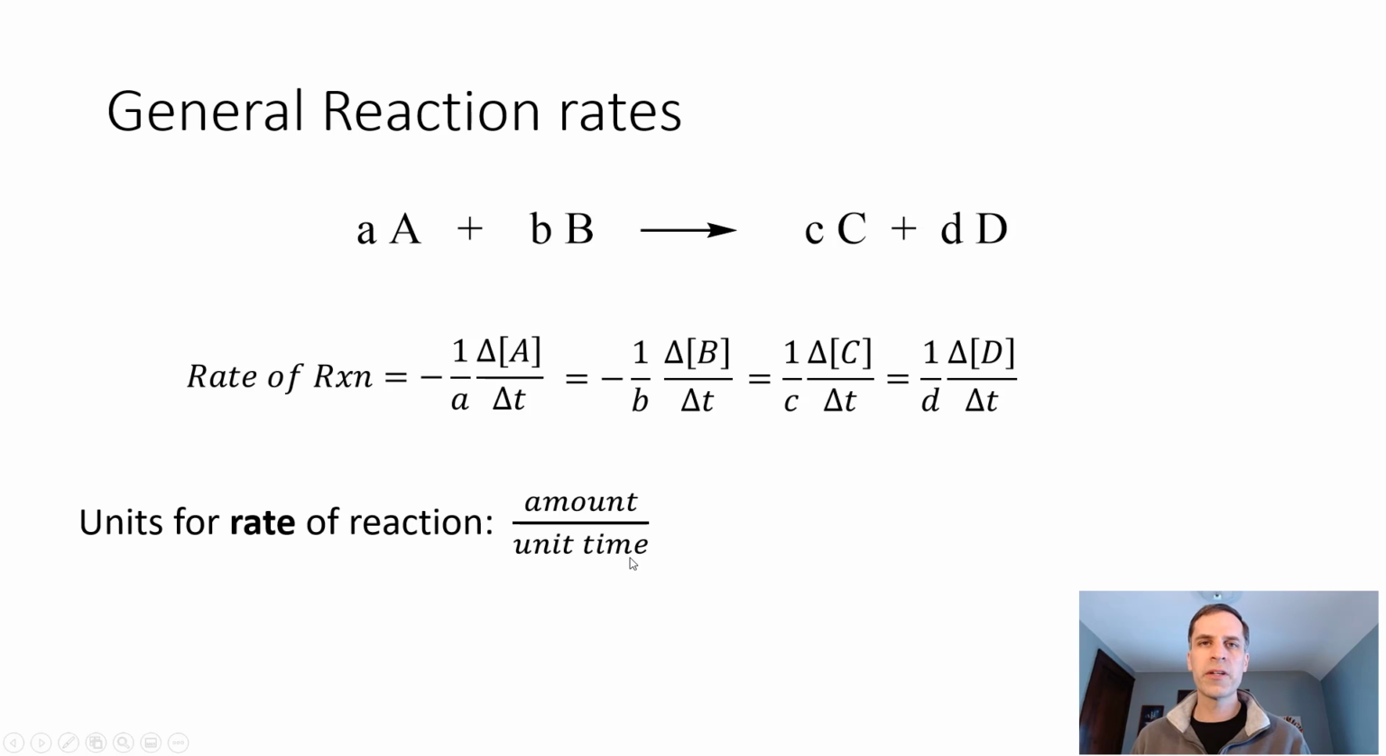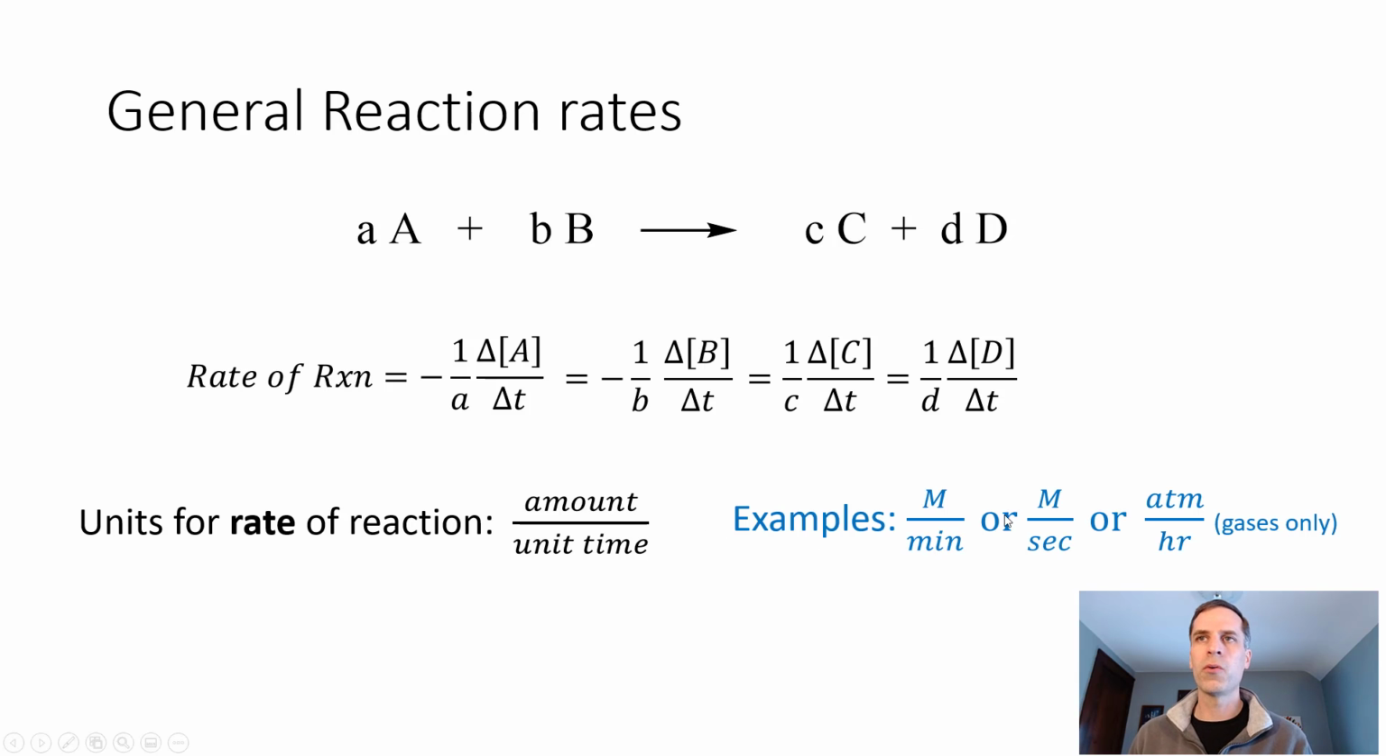Again, if we think about something like speed, which is another place where we often deal with rates, that would be distance divided by time. Here we're talking about usually something like molarity per minute or molarity per second, or if we're talking about gases, we might have something like atmospheres per hour. So again, whatever unit of time makes sense for the scale that we're looking at, whatever unit we have, there's going to be some measure of amount up in that numerator, that's what we should be looking for.